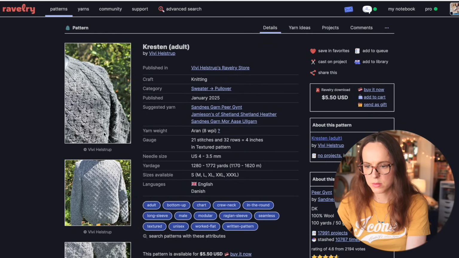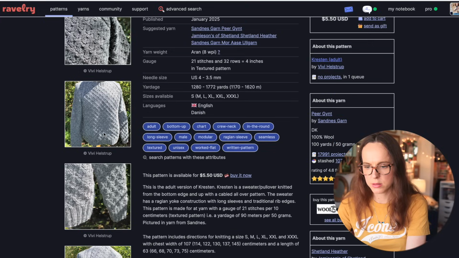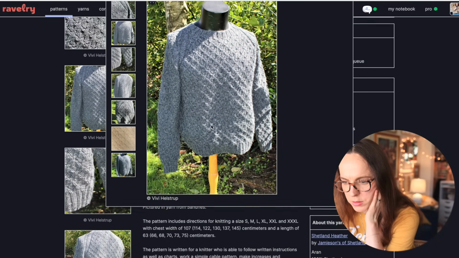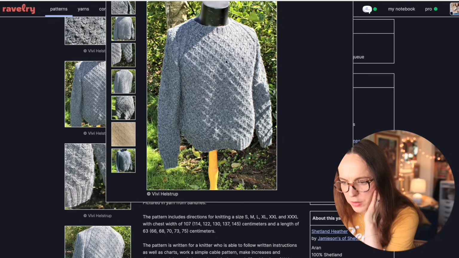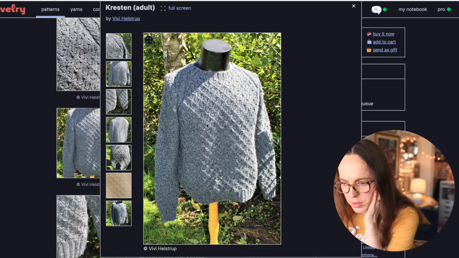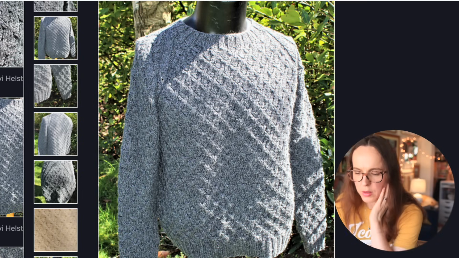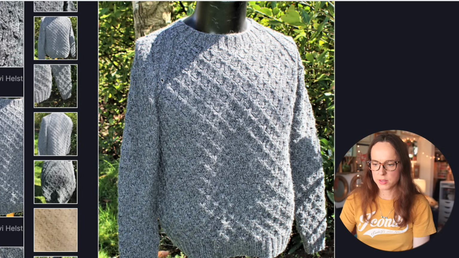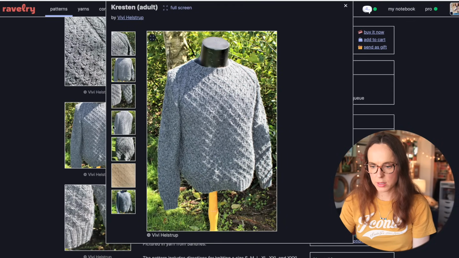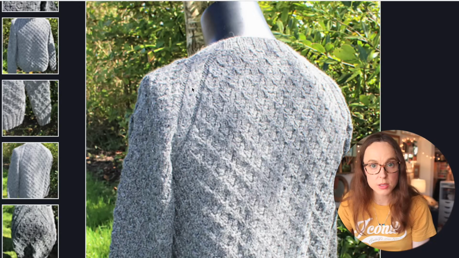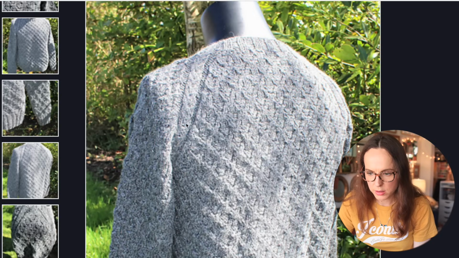Oh, Creston, adult. It's like an Aran sweater. Wow, that's beautiful. Not the greatest photography, but I will tell you, it's a gorgeous sweater. Look at this. There are some cables running down here along the raglan seam, and these all over cables going on. I really like this. Let's see what the back looks like. Yes, look at that. Do you see the cables running down here along the raglan seam? Gorgeous.